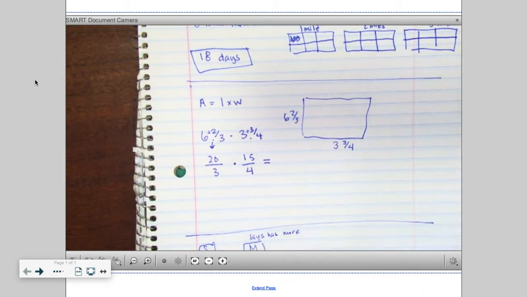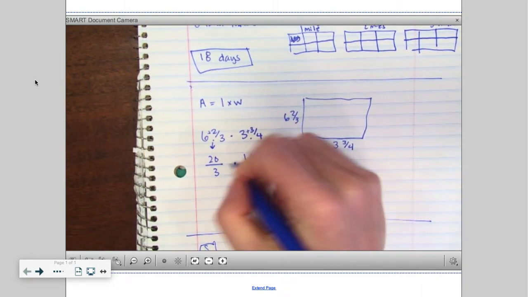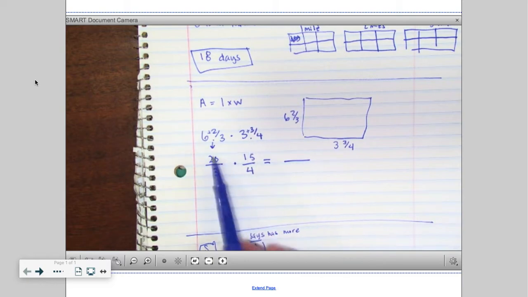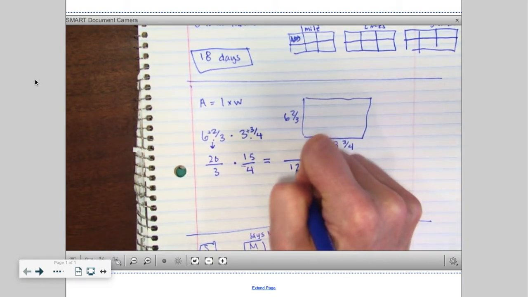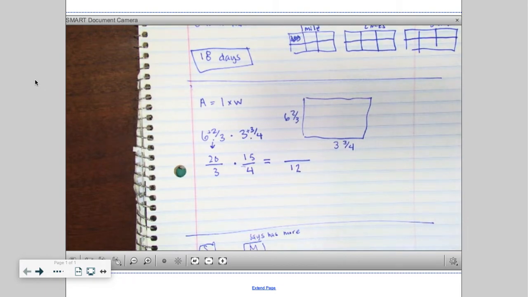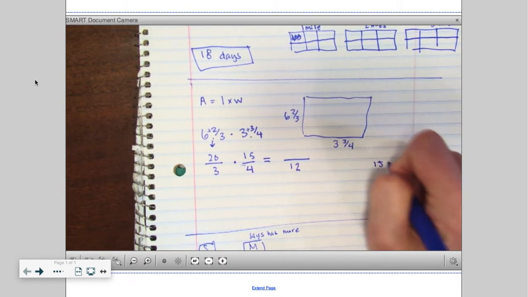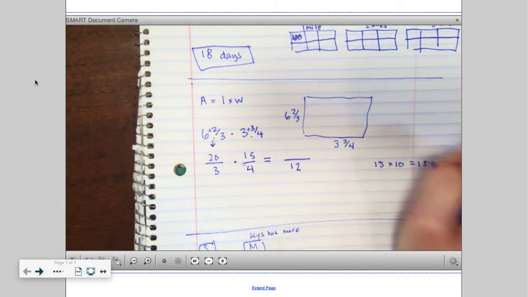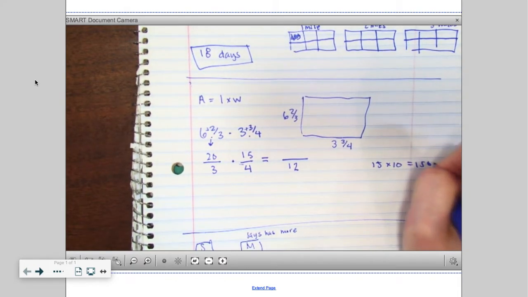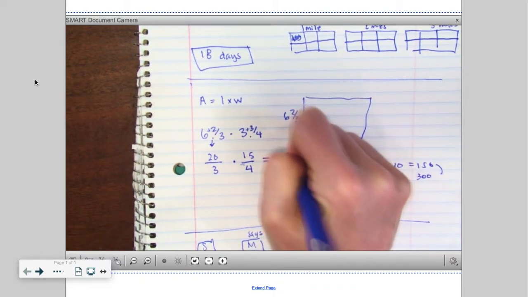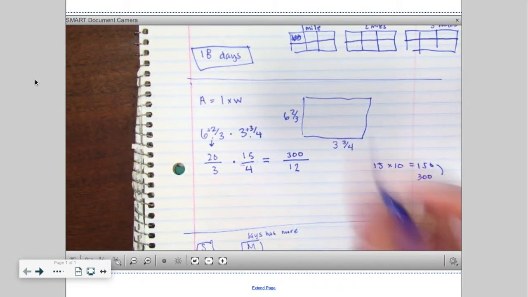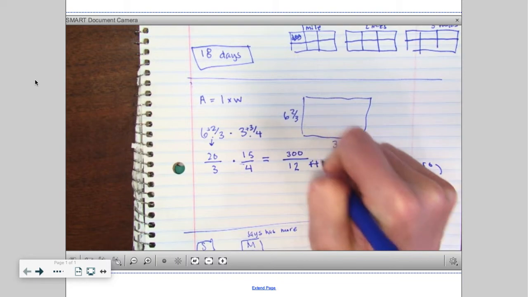Now I multiply across. Well, when I multiply fractions, I multiply across the numerator and I multiply across the denominator. So 3 times 4, I'm taking the easy one first, guys, sorry. And 20 times 15. Well, if I know 15 times 10 is an easy 150, I can just double that to make it 20. So I know 150 doubled is 300. So I can be 300 feet squared.